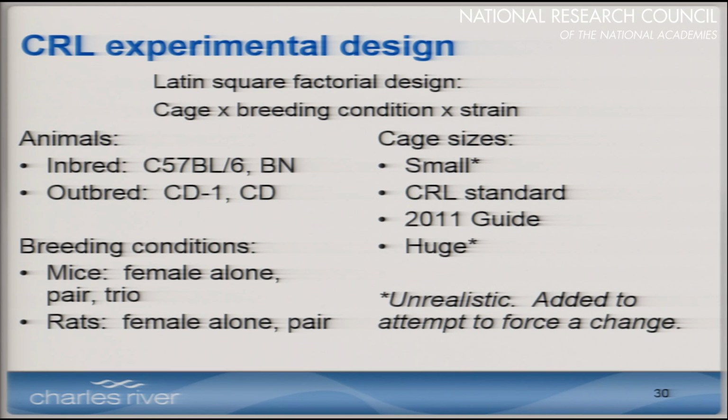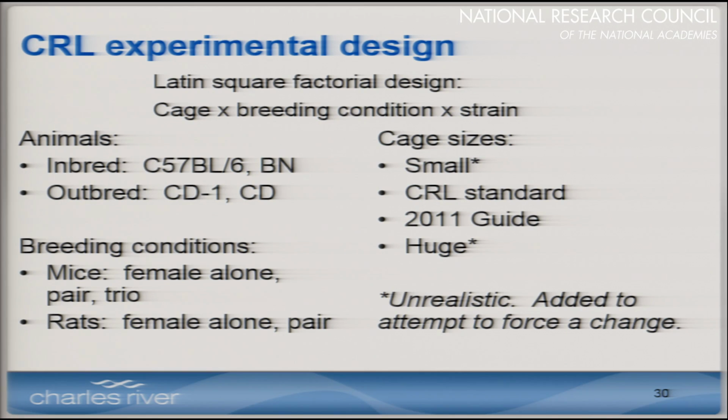The breeding conditions for mice, we typically breed mice one of three ways. We can pair the male and the female together and remove the male when the female is pregnant, or for a timed breeding operation, you may remove them after an overnight period.